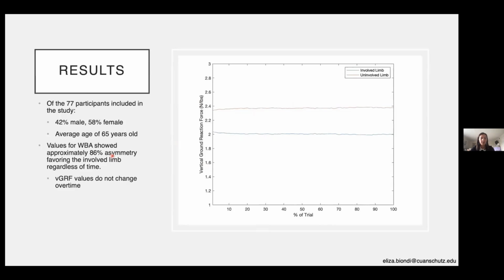And this 86% basically means that there is a 14% weight discrepancy between limbs, so they're placing 14% more weight on their uninvolved limb than they are their involved limb. And that's seen here with this uninvolved limb having a higher rate of vertical ground reaction force and the involved limb being lower. However, between groups, there is no significant difference in weight-bearing asymmetry.